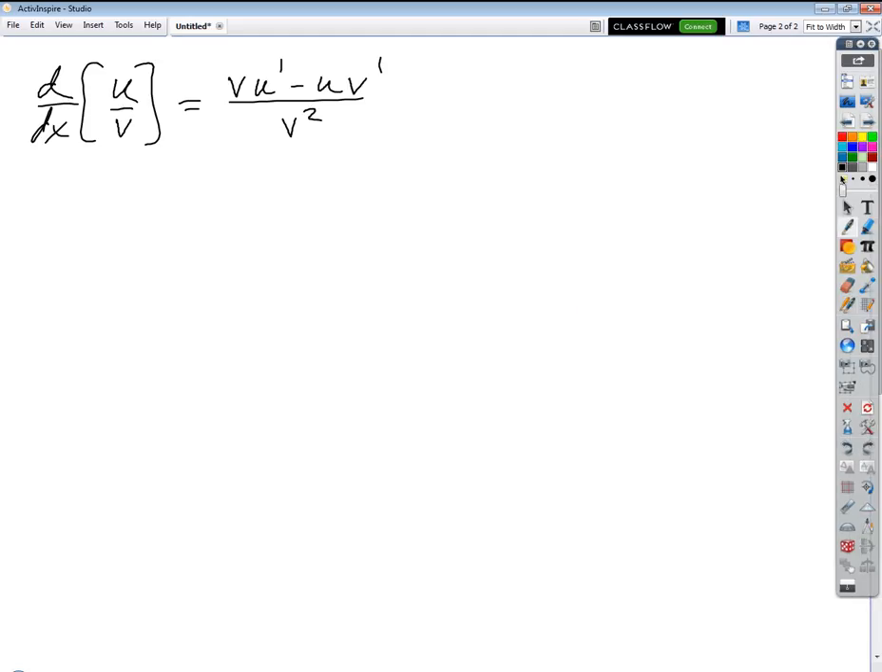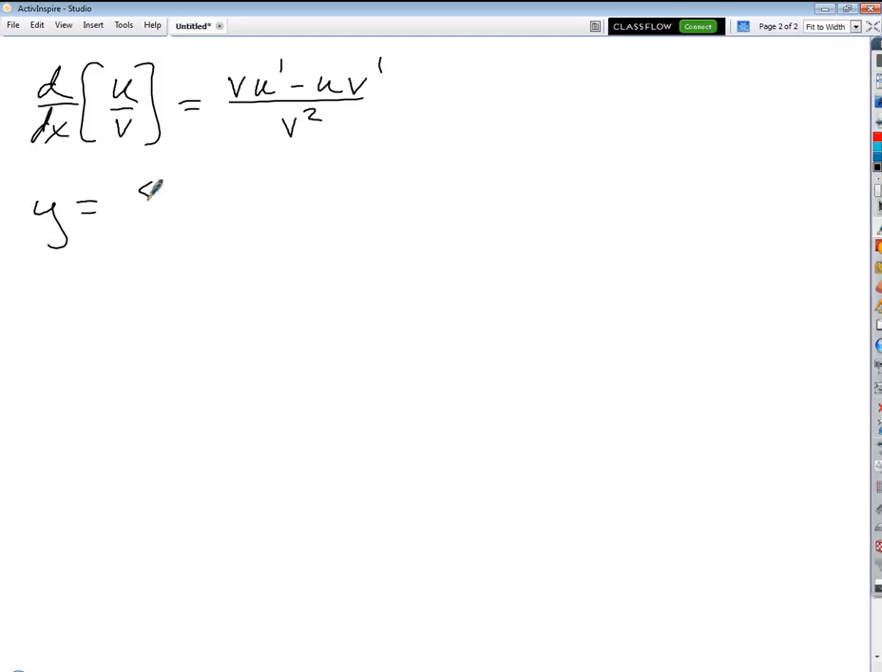Okay, here's what I want you to do, though. Let's try this one. Let's do sine x over cosine. Oh, we'll get to that one. Find y prime.